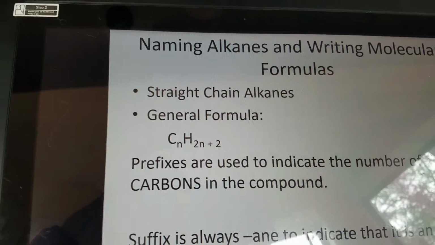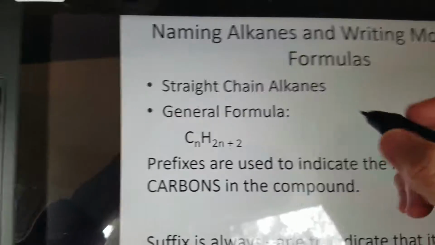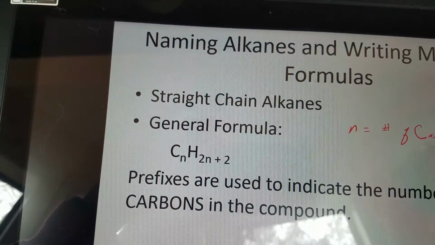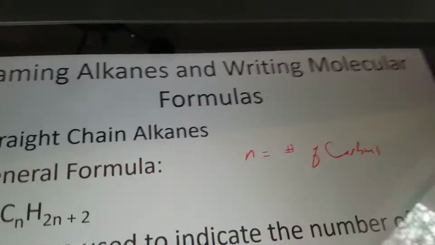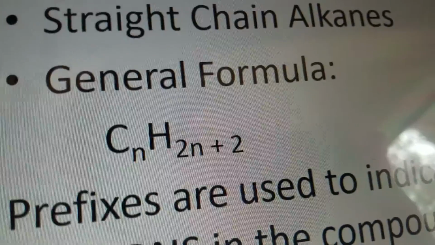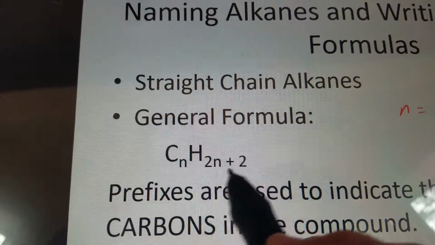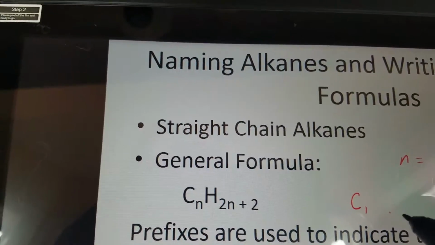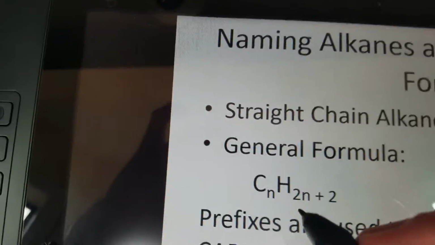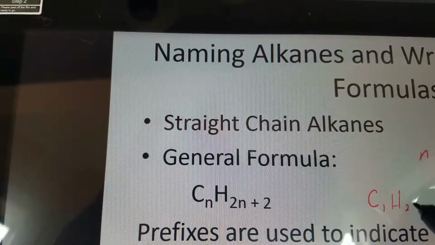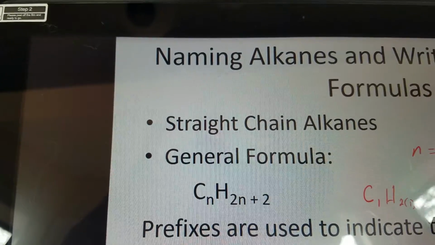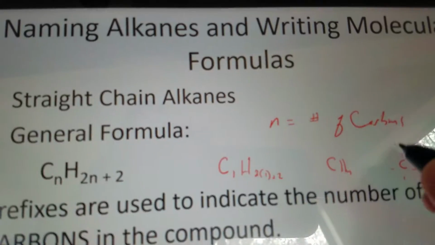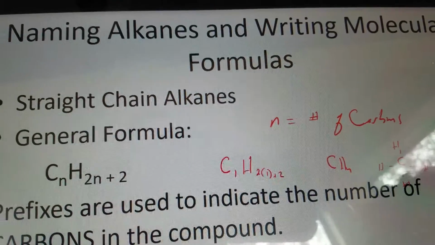So straight chain alkanes, this is your general formula where the N represents your number of carbons. So once you know your number of carbons, then you will be able to figure out how many hydrogens you have by putting in that number for N here and solving. So for example, if we know we have 1 carbon, then if we put in a 1 for our N's, we'd have 2 times 1 plus 2, which will give me a total of 4 hydrogens, which is what I showed you earlier when you had the 4 bonds around the carbon and then the 4 hydrogens.